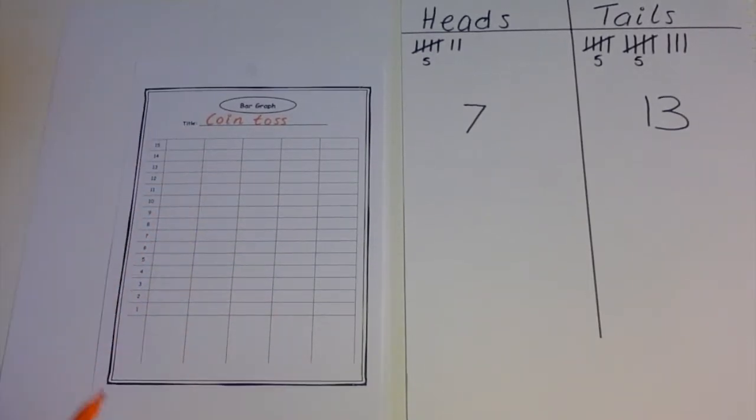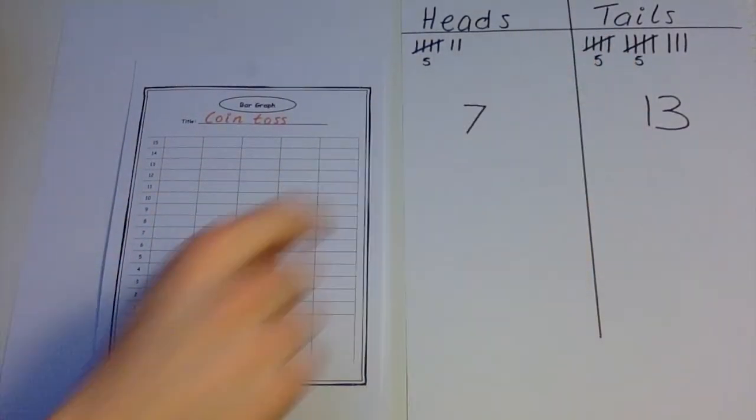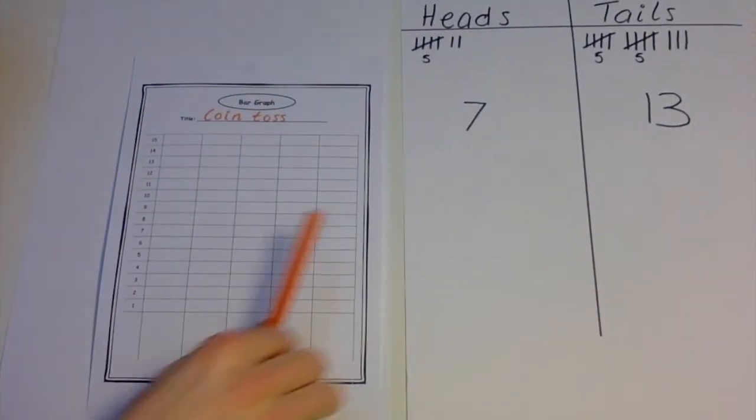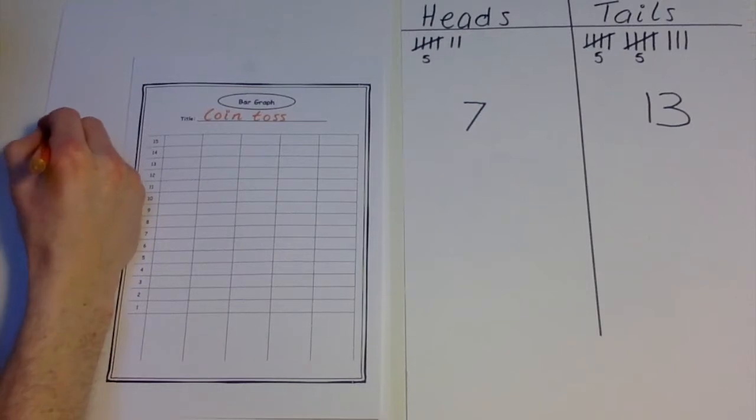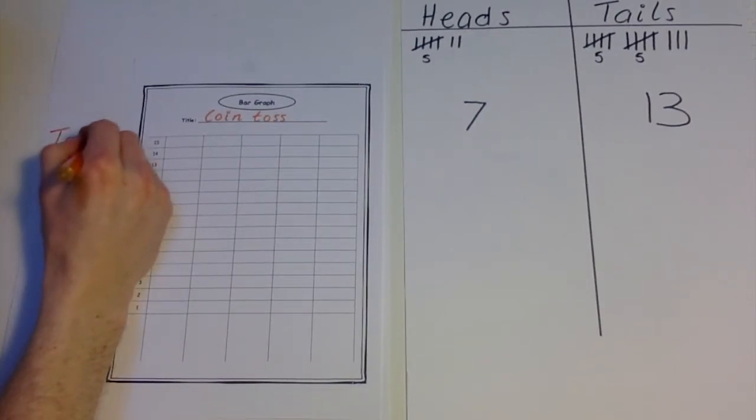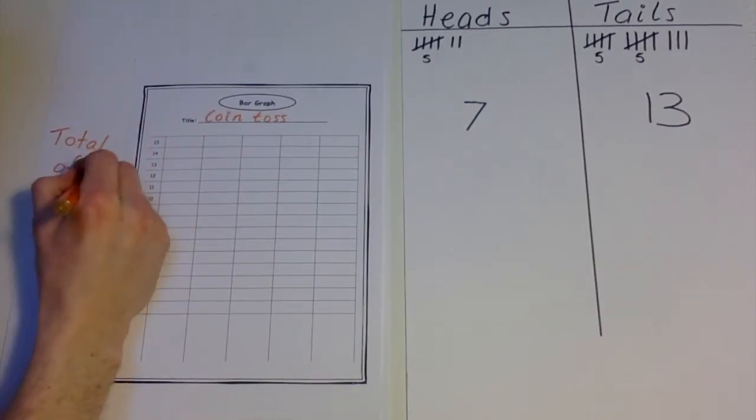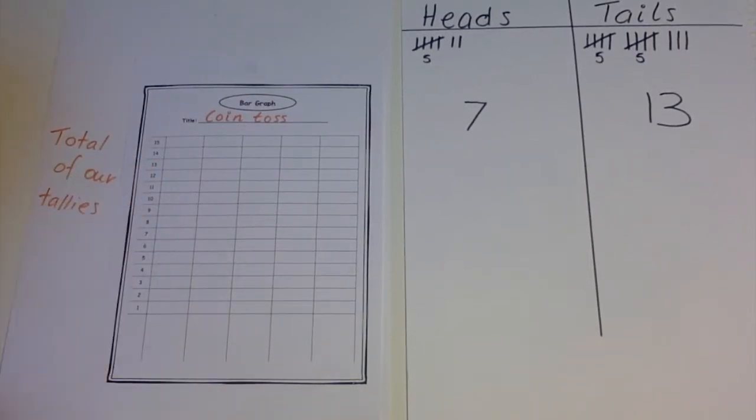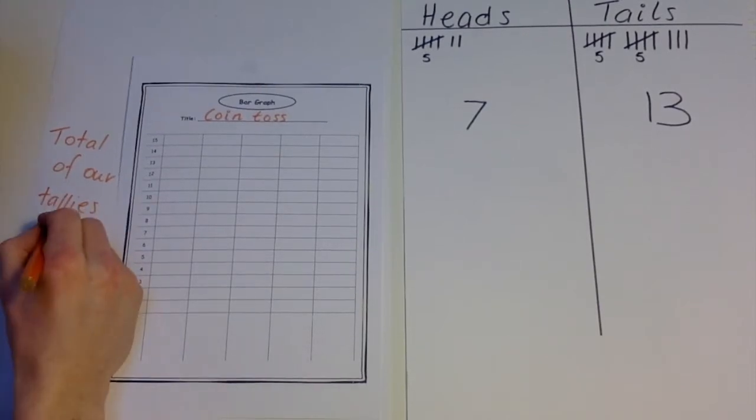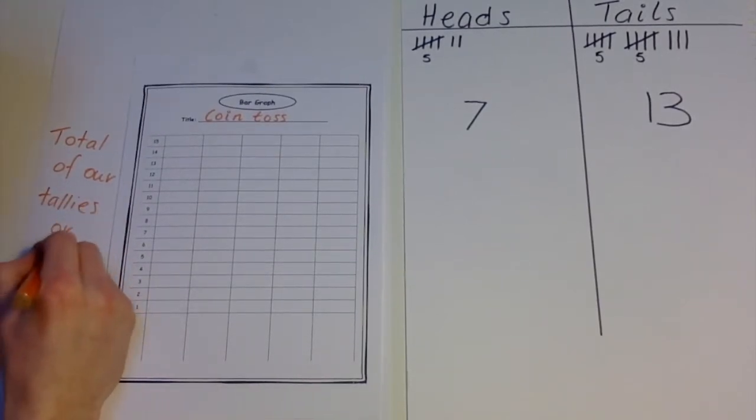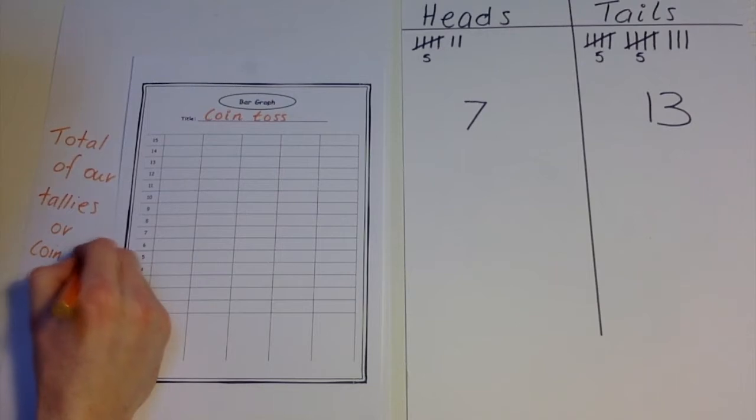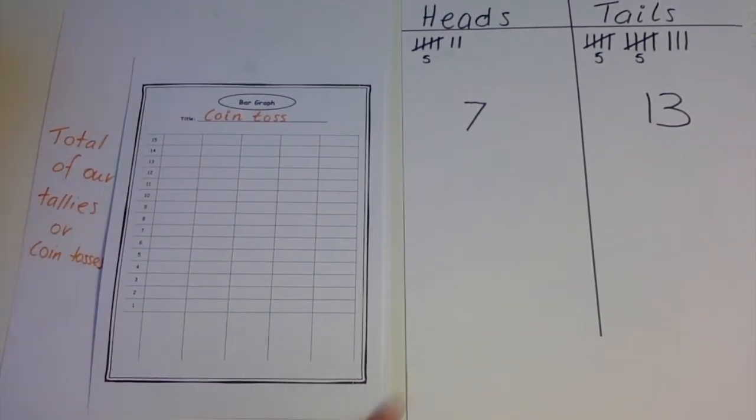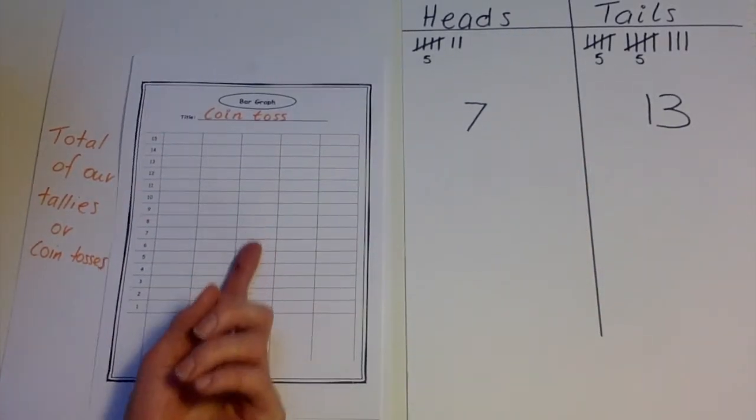These numbers down the side represent the total number of heads and tails we come up with. So these are the total numbers of our tally, or coin tosses. It's the total number that we got.